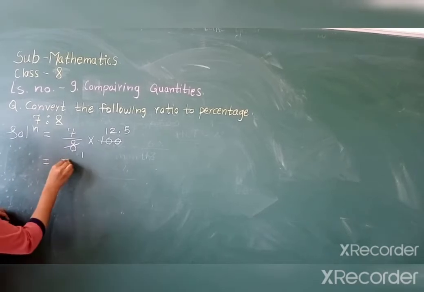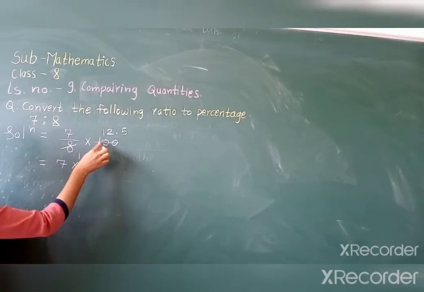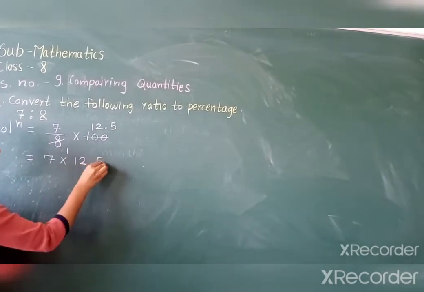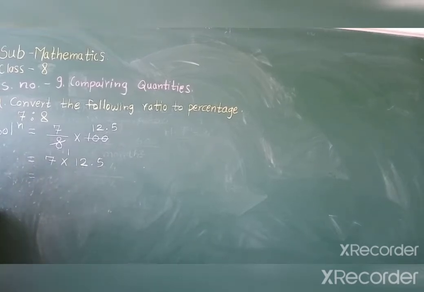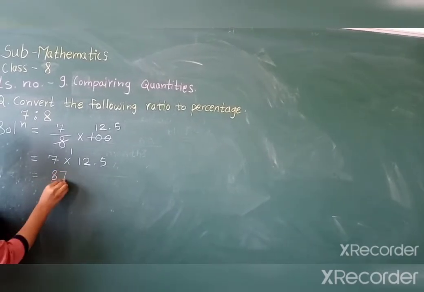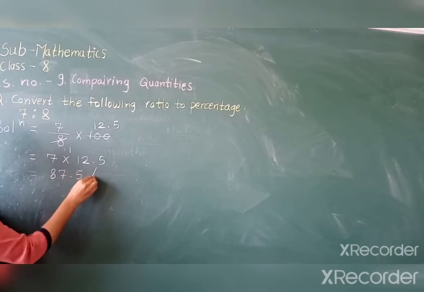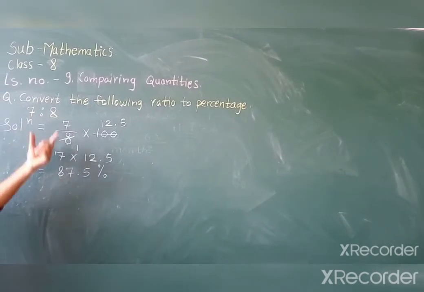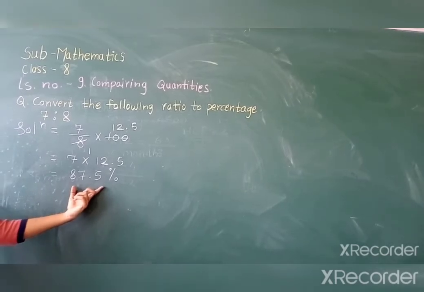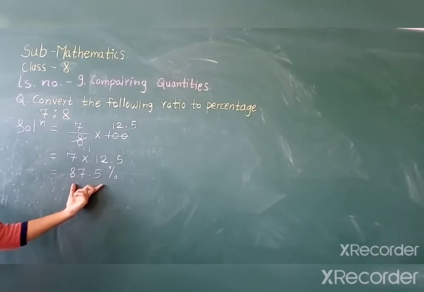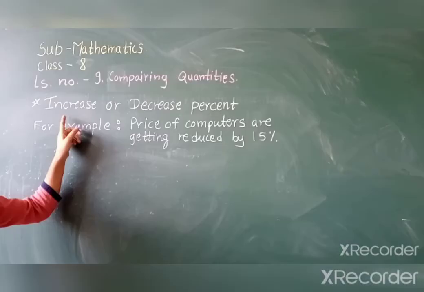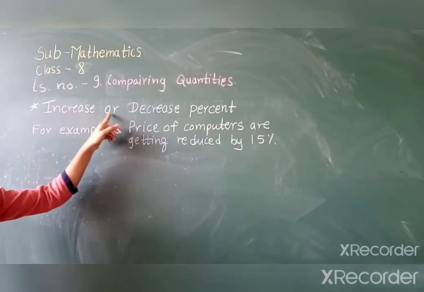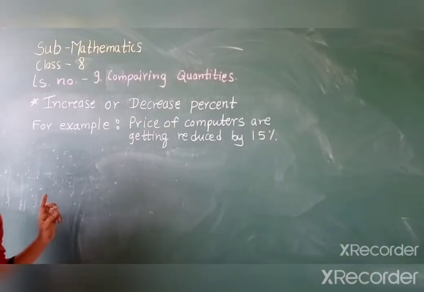Then what is remaining here? Numerator 7 and this quantity 12.5. And if we multiply it, we get 87.5%. So 7 by 8, this ratio as a percentage is 87.5%.